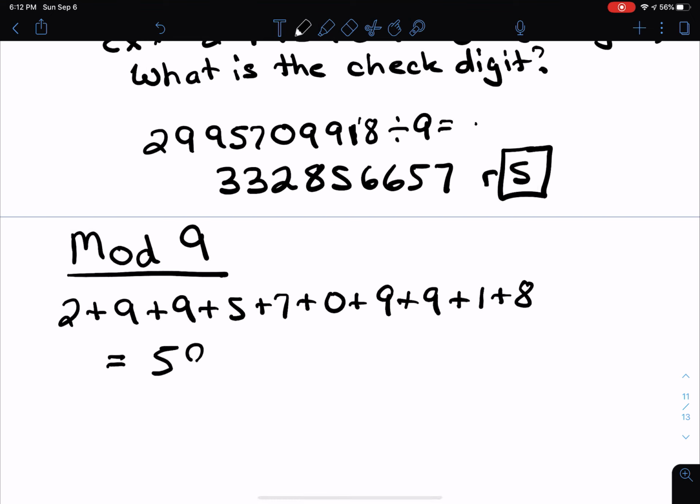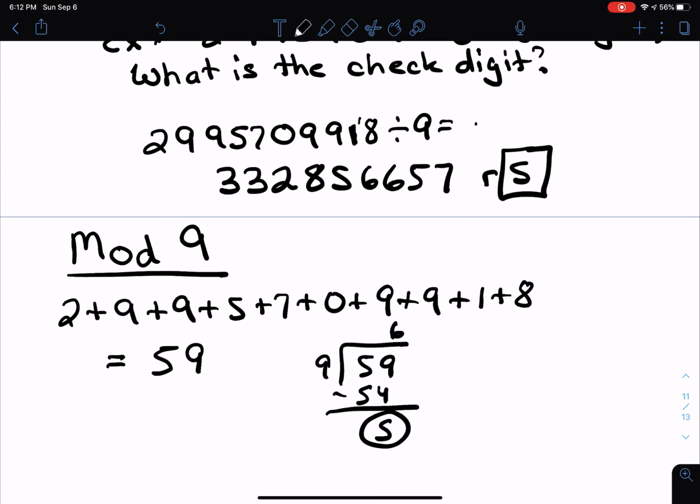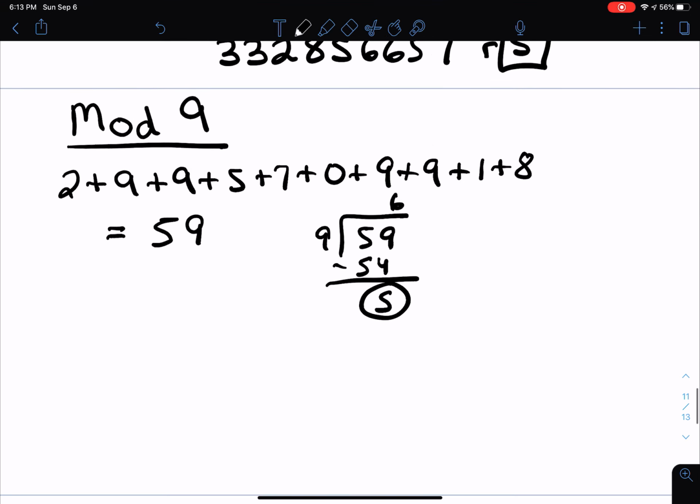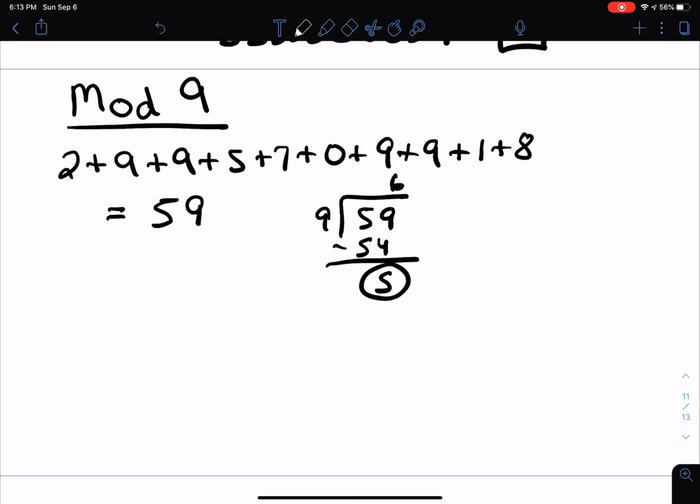So we get, what, 59? And if you divide 59 by 9, 9 times 6 is 54, and you get a remainder of 5. So that's a lot faster than trying to do the long division, like what I just did in my head a minute ago. And it's a lot easier to not make a mistake. But that's not all. It actually gets easier than that.